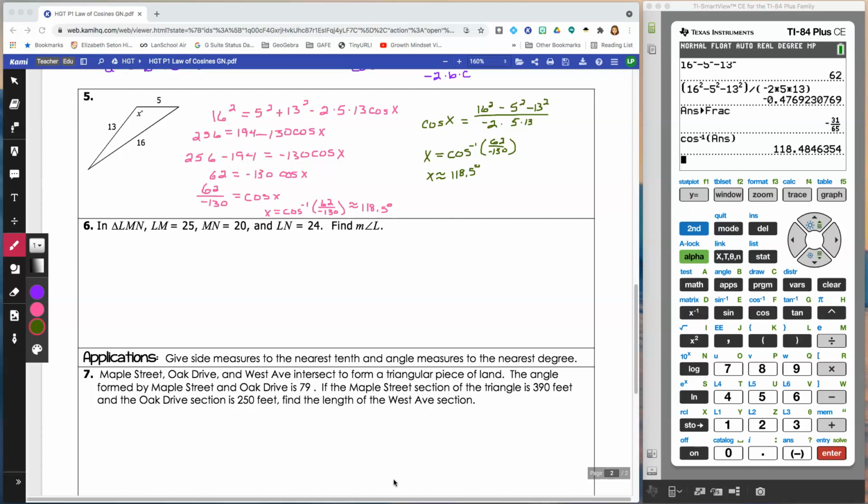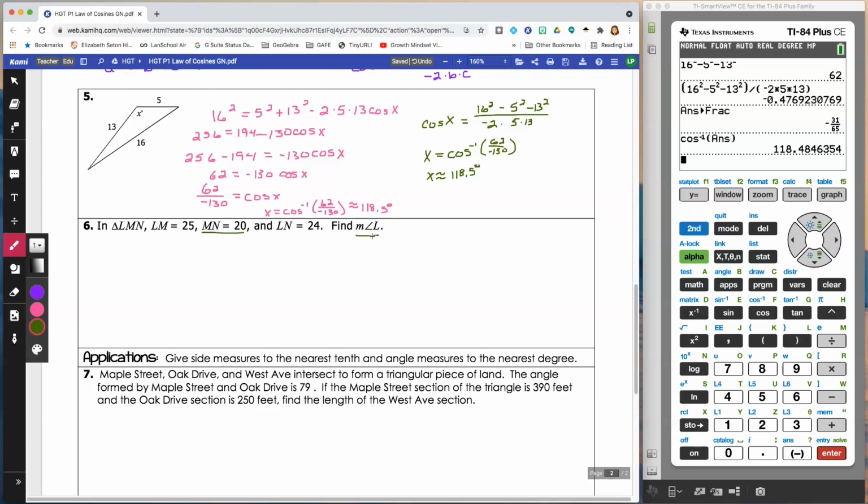We're going to do this next example, example 6. In this case, I'm given triangle LMN, and I'm given three sides of the triangle, and I'm asked to find the measure of angle L. A couple things are really important. You could draw out the triangle, or you need to recognize that the side that does not include angle L is the side opposite angle L. So in other words, side MN is opposite angle L. That's important in using the law of cosines.